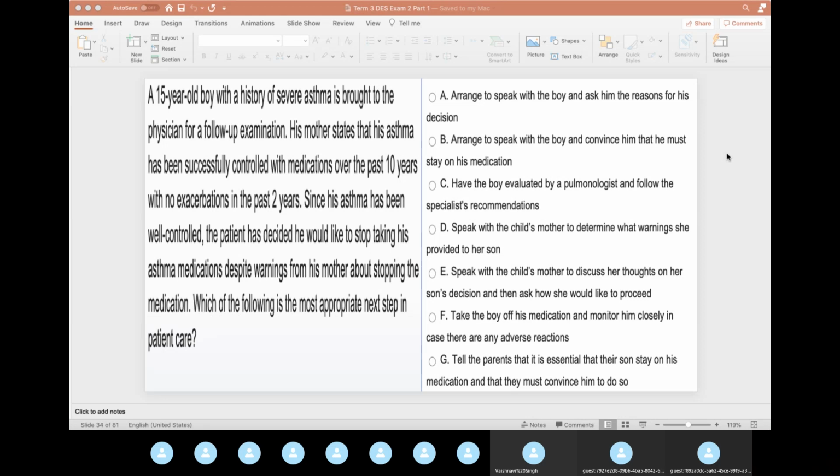So, all of you agree it's A? Don't be shy. Any other answers? I guess the other answer I was thinking of was E because he's still a minor. Okay, a 15-year-old, so speak with the child's mother to discuss her thoughts on her son's decision, and then ask, don't forget the caveat there, how she would like to proceed. So someone's saying E because he's still a minor. What are we thinking?